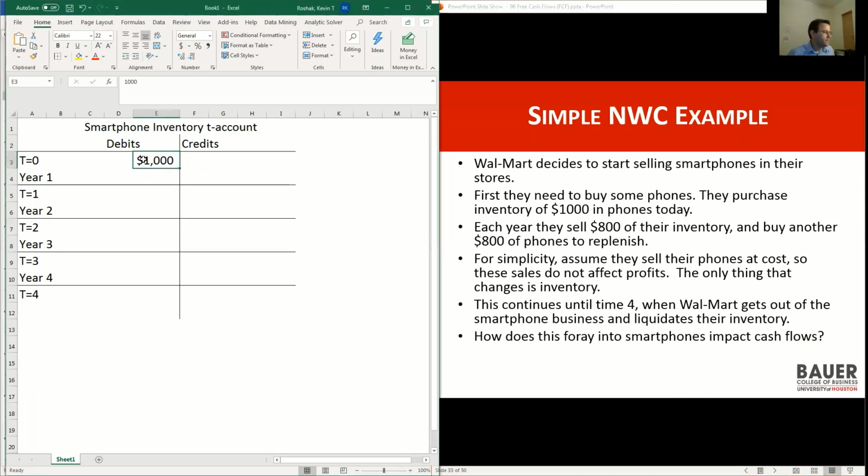So we've got the starting balance. They have to put in $1,000. And then every year they're going to sell 800. So you start at 1,000, and you're going to reduce it by 800. This would be a credit in a T account. All it means is they're selling $800 worth of smartphones. And then they're going to replenish that supply. So during the year, they sell 800 and they buy $800 in new smartphones. So what do they have left at time 1? They've been doing this for 1 year now. They started with 1,000, they sold 800, they bought 800, so they're left with 1,000 still.